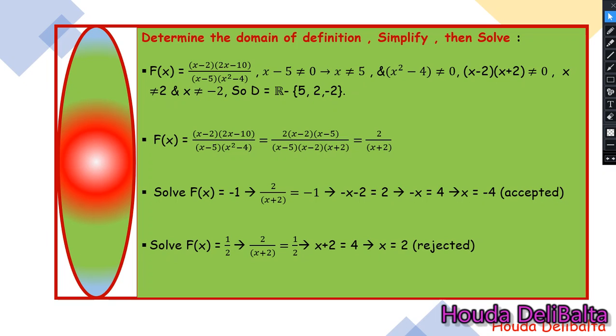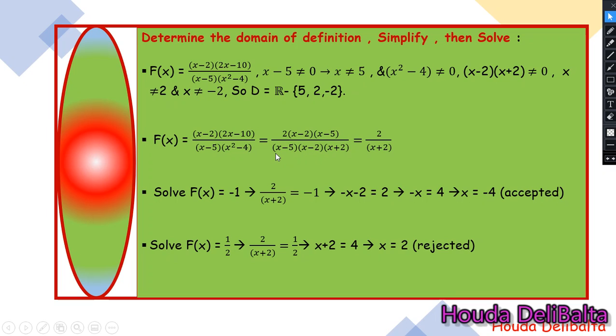Now, how to simplify f of x? So I'll start with factorization. I start to factorize more and more. Here x minus 2 is kept as it is, while 2x minus 10 has a common number, which is 2. So I take 2 outside, I put it here. 2x divided by 2 is x, and 10 divided by 2 is 5. So in the numerator, I have 2 into x minus 2 into x minus 5.